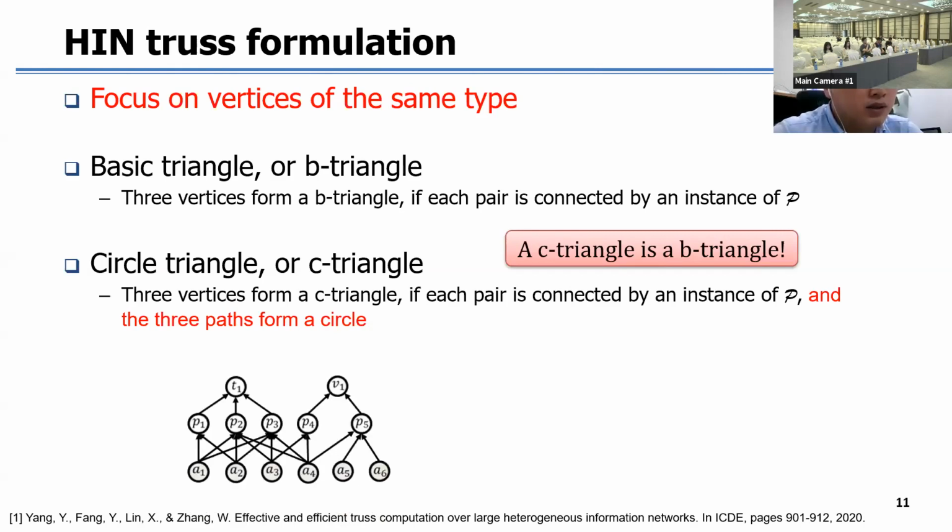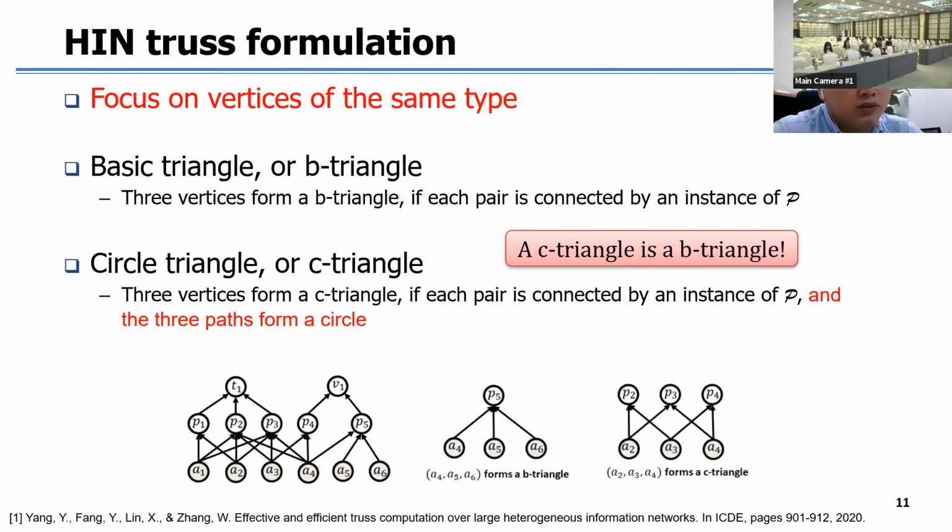Let's see an example. This is a toy example with 6 researchers, 5 papers, 1 venue, and 1 topic. By considering the metapath APA, you will find that A4, A5, A6, these three authors, form a B-triangle, while the authors A2, A3, A4 form a C-triangle and also a B-triangle. You can see that the three metapath instances linking these three researchers form a circle.